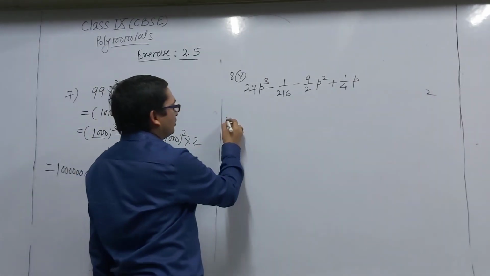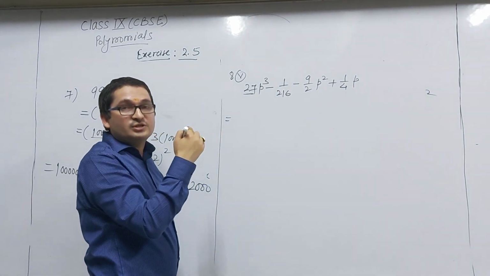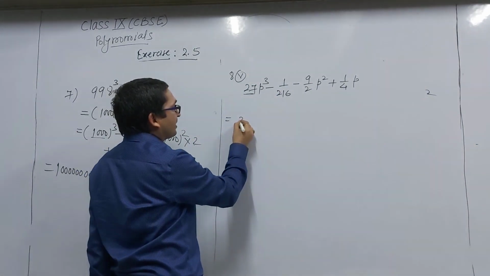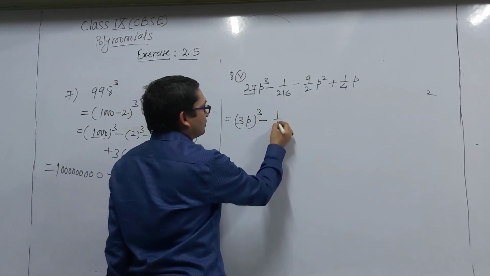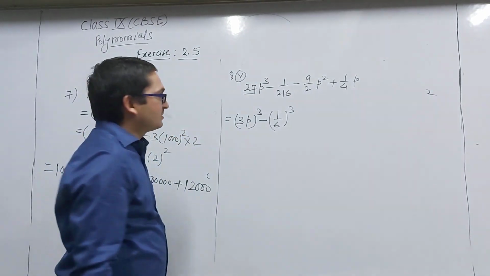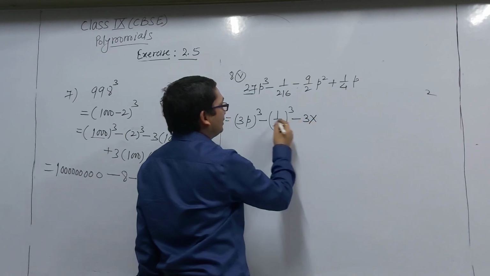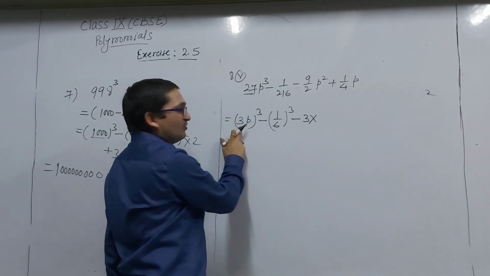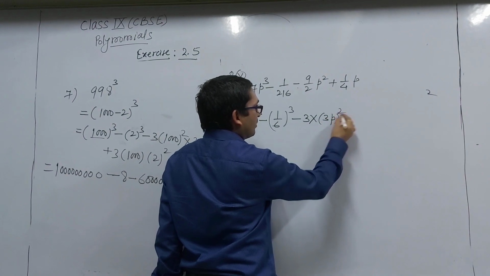So this is 27p cube. 27 is 3 cube, so you can write (3p) whole cube. Then 216 is the cube of 6, so you can write (1 upon 6) whole cube. Now minus is there, so minus 3a square, where the value of a is 3p. So a square is (3p) whole square, right?